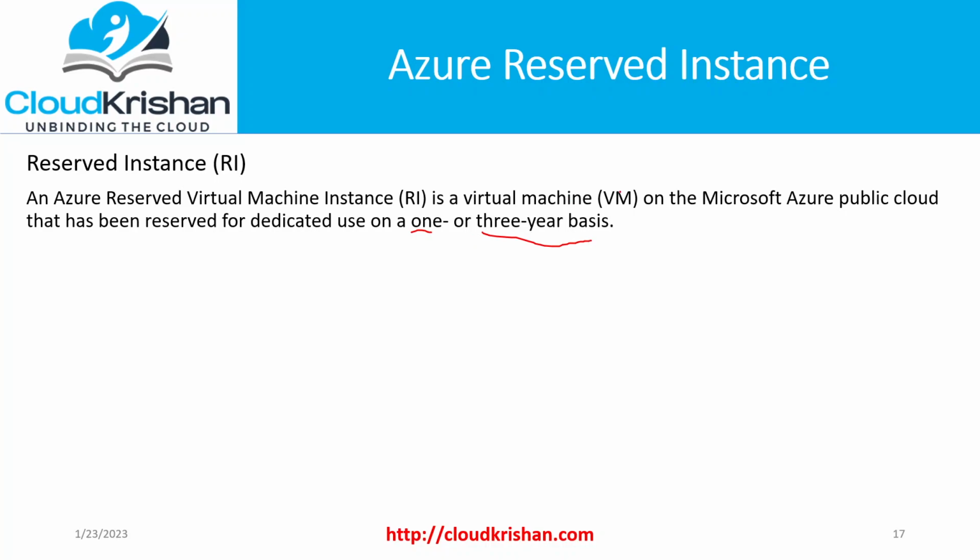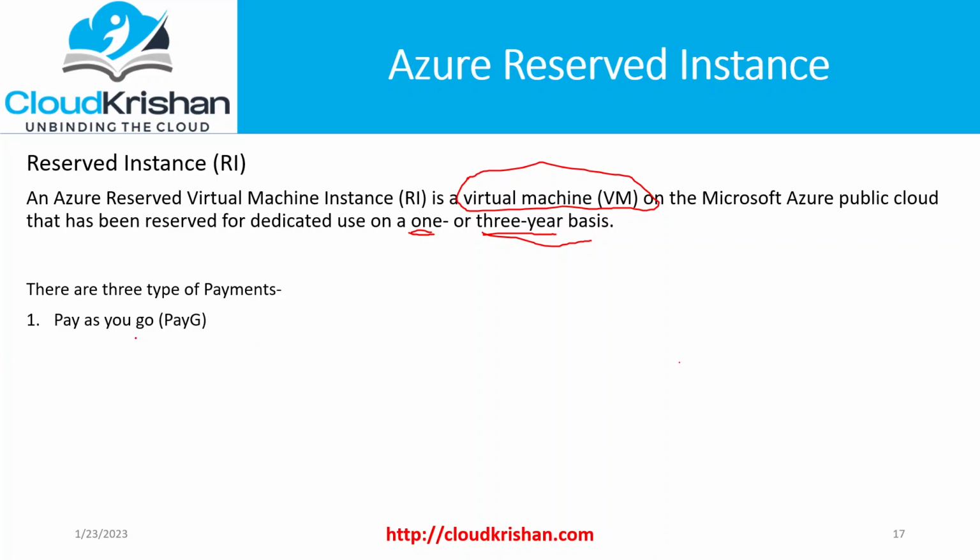So if you say to Microsoft, I need a virtual machine and I'm going to use this virtual machine for 1 year, then Microsoft will reduce the cost of it, right? If you commit not for 1 year but for 3 years, Microsoft will reduce the cost even more. So there are three types of payments you can make to Microsoft.